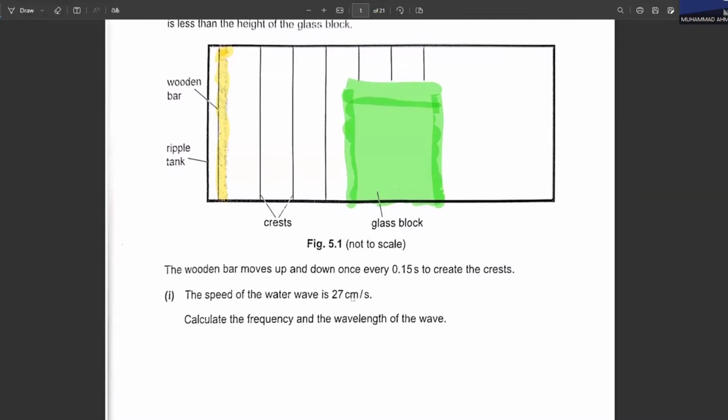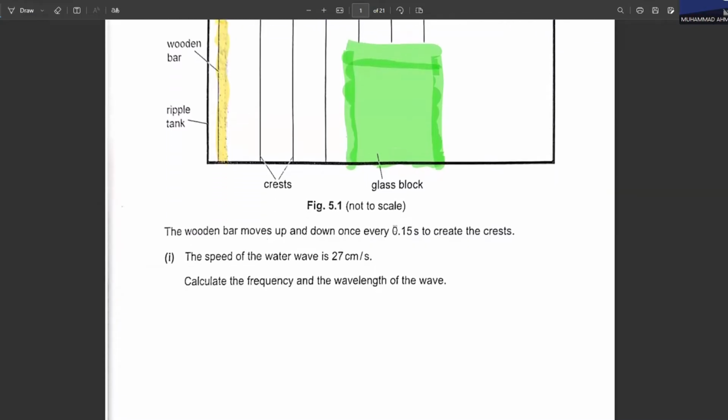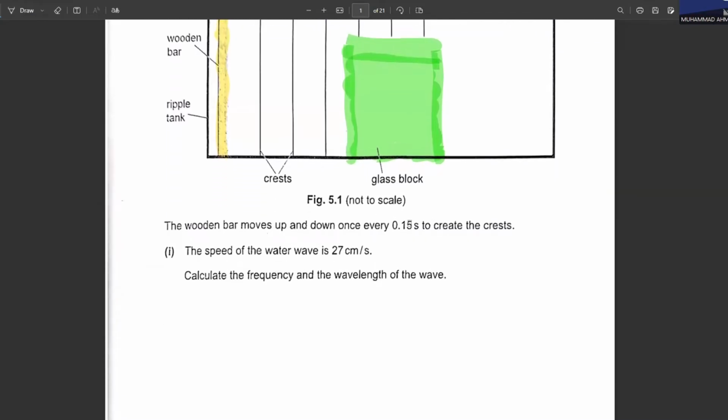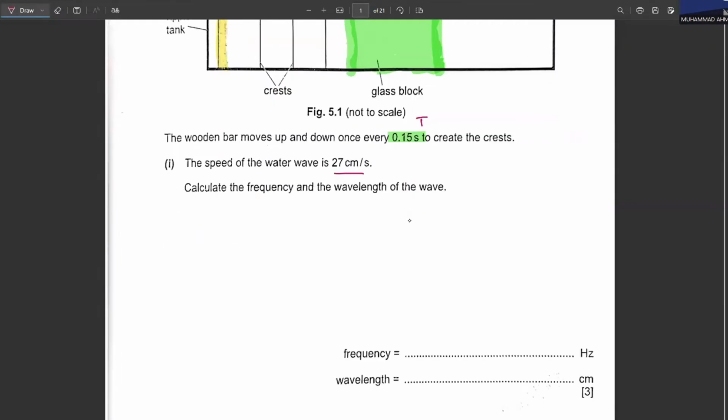The wooden bar moves up and down. This yellow thing moves up and down every 0.15 seconds. Okay, so basically, the time period is given to you to create the crest. The speed of the water is this. You have to calculate the frequency and wavelength. Frequency is what? 1 over time period. 1 over 0.15 will give you your frequency.